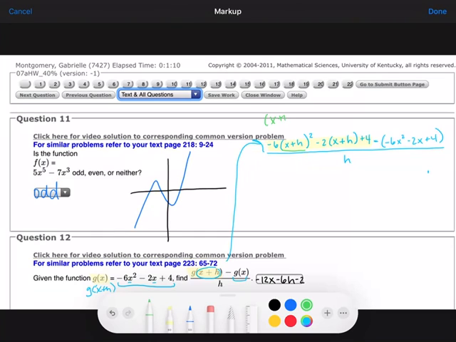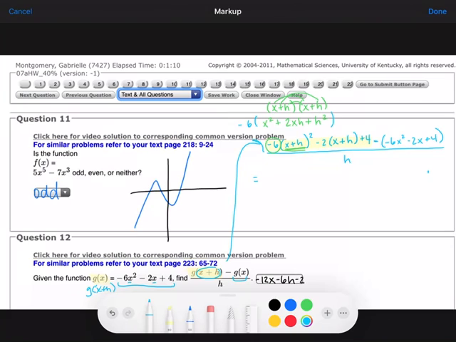I need to multiply x plus h times x plus h because it's squared. I'll give myself a little more room. So I get x squared plus 2xh, because I'm going to have xh and then xh, and then I have plus h squared. So this is going to get plugged in here, and I'm also going to distribute this 6 through. So I'll go ahead and do that in this next step.